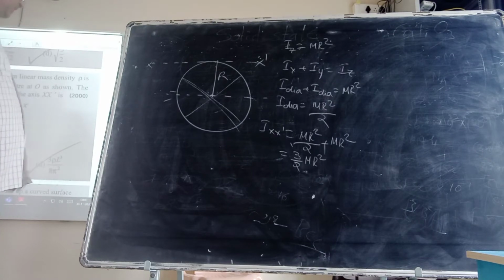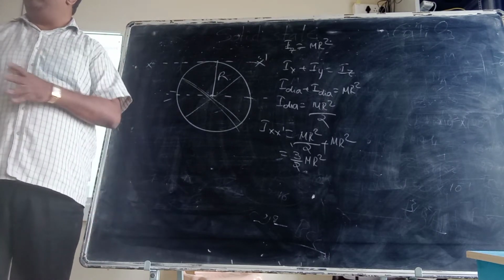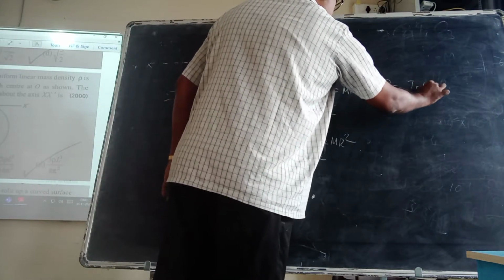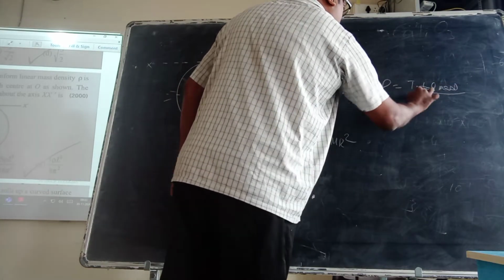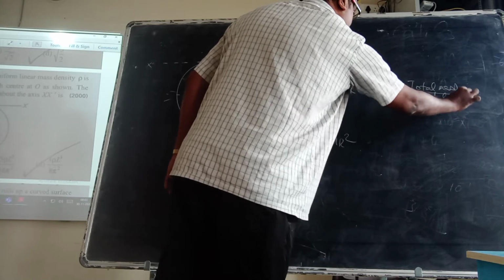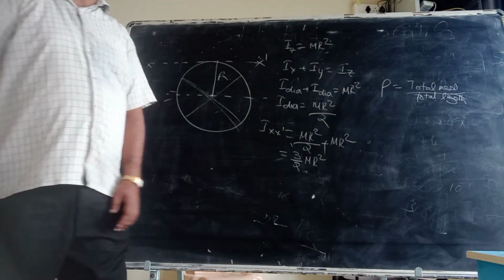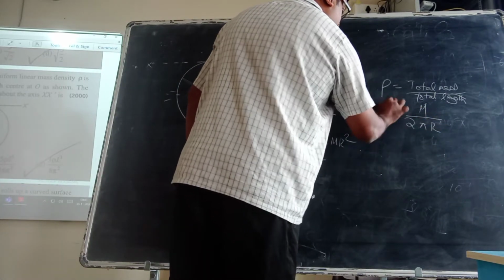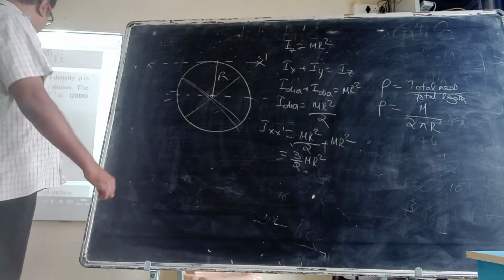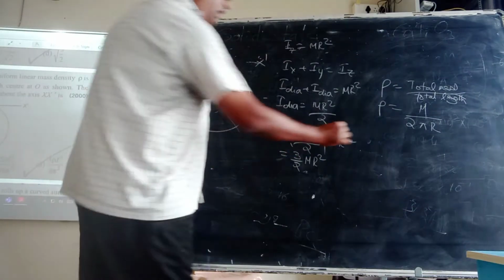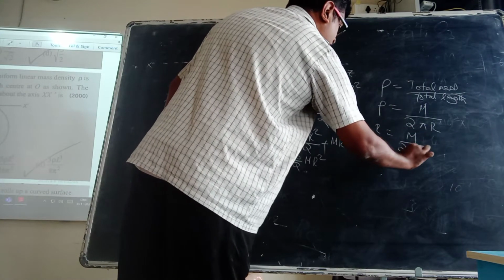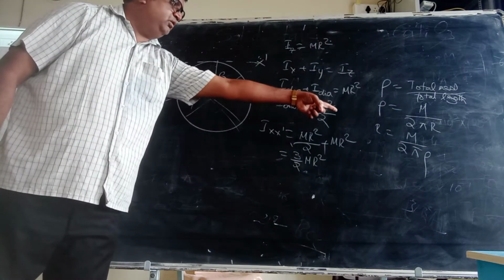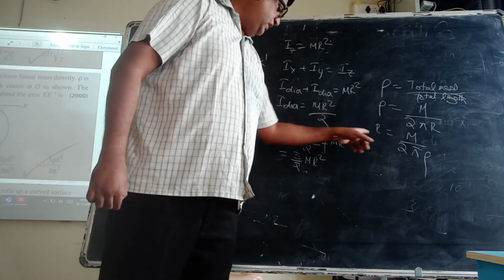But you see that your answers are in rho, etc. So you have to bring rho into the picture. So what is rho? Rho is total mass by total length. This was the definition, right? So rho is m divided by 2 pi r. Because of the options there is no r, eliminate r. R will be equal to m upon 2 pi rho. Right? You can put the value of r here.